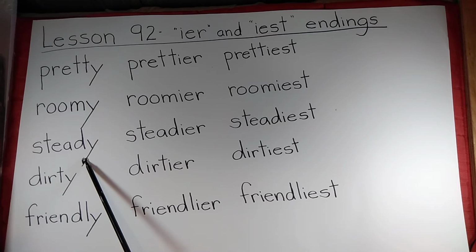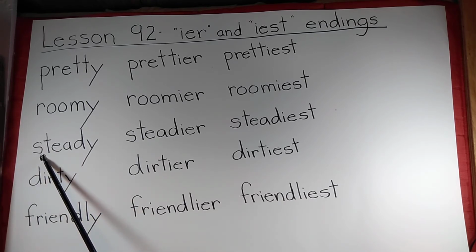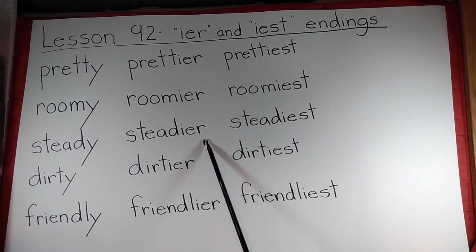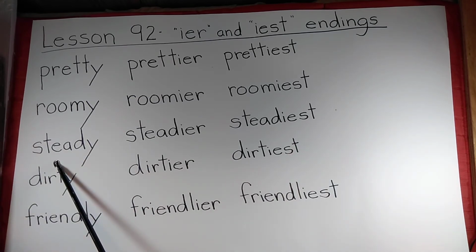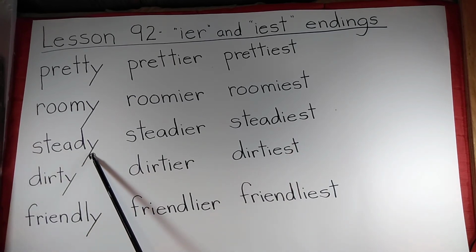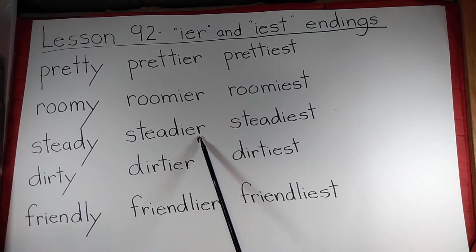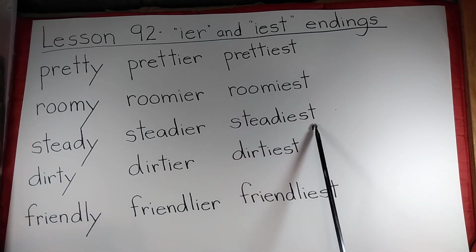Steady. That means unwavering. You're not rocking back and forth and ready to fall over, or something like that. Steady. All right, steadier, steadiest. So we could say that he was very steady on his skateboard. His older brother was even steadier. The professional skateboarder was the steadiest of them all.